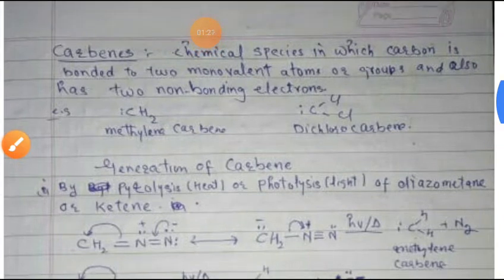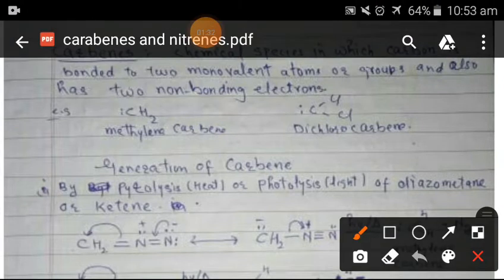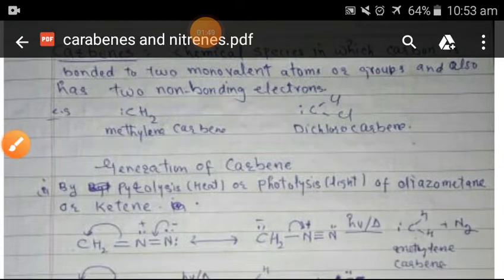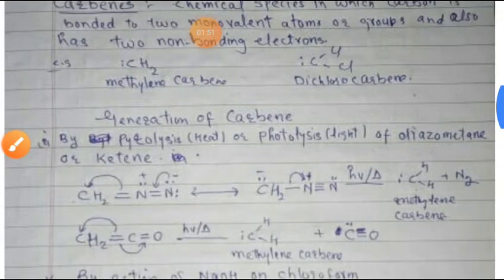So let us see some examples. For example, we have methylene carbene, and we have dichlorocarbene, where the monovalent atoms are hydrogen in one case and two chlorine atoms in the other, and a lone pair of electrons, or non-bonding electrons, is present at this carbon. Clear? So how can the carbenes be generated?